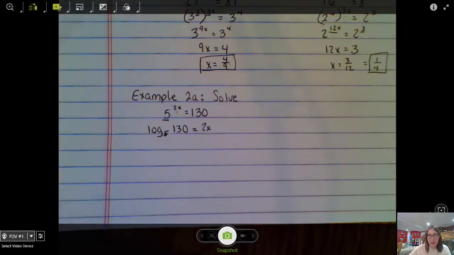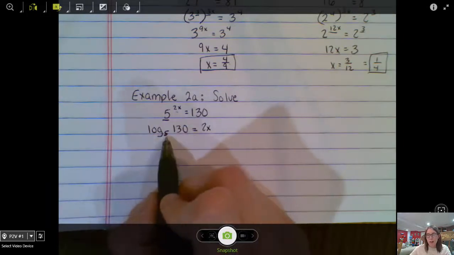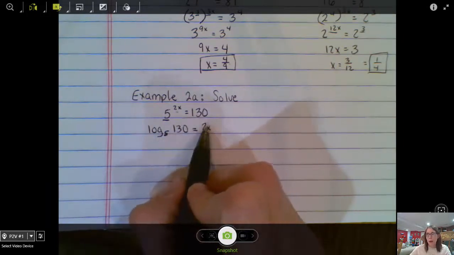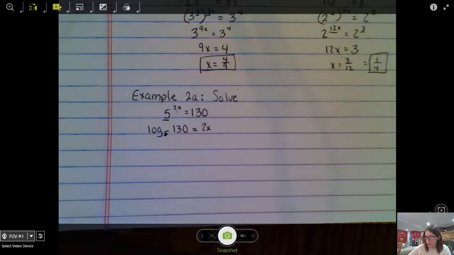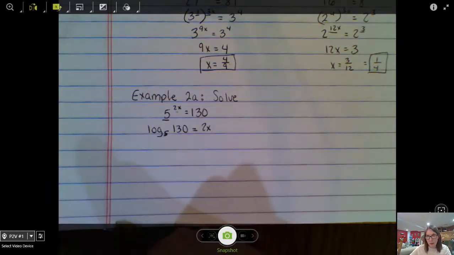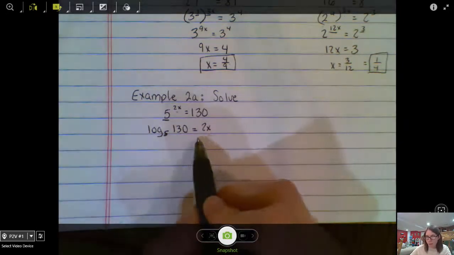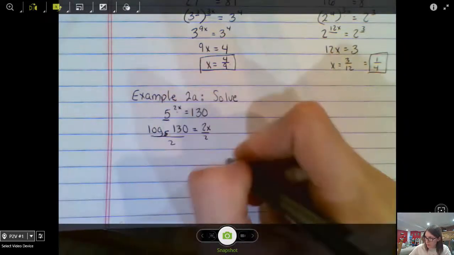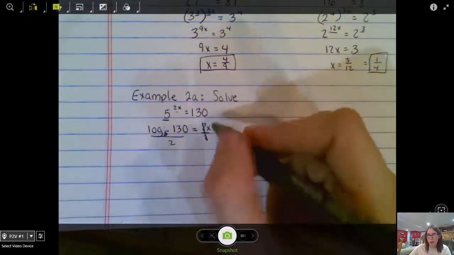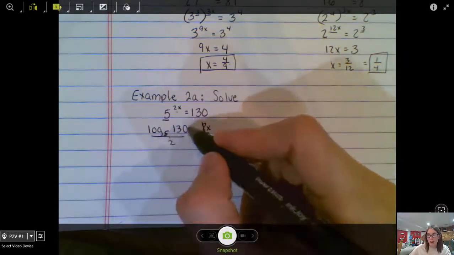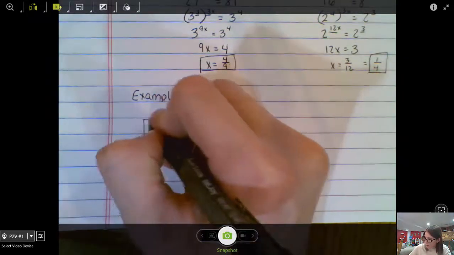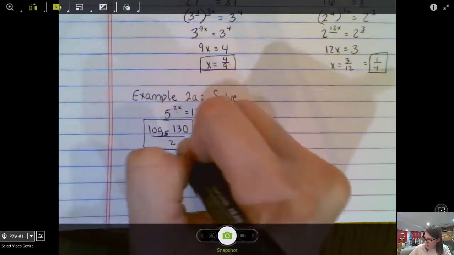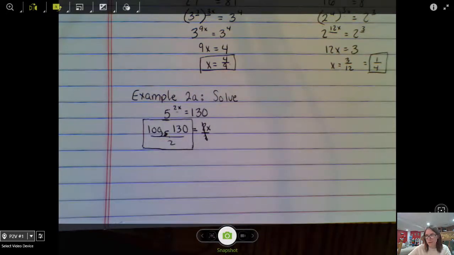And again, I always like to double check after I have my logarithm written. 5 to the 2x power equals 130. Just to double check, make sure you have things in the right order. And this is nice because then what would I do to get x by itself? I have 2x over here. We'd have to divide by 2. So x equals the log base 5 of 130 all over 2. That works out really nicely.